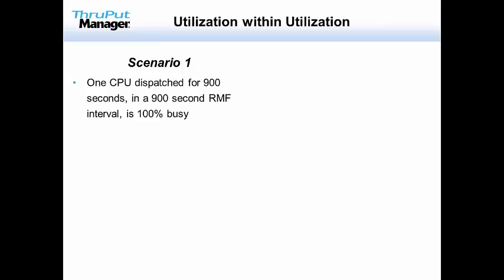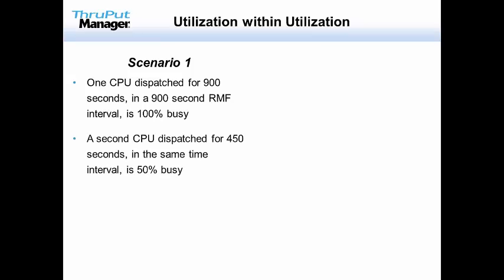So let's look at some of this utilization within utilization. Take, if you will, basic scenario 1. I've got a box, 2 CPUs in it. I've got one CPU dispatched for 900 seconds in a 900-second RMF interval. That is fairly common. This is a 15-minute interval. A lot of people do that.